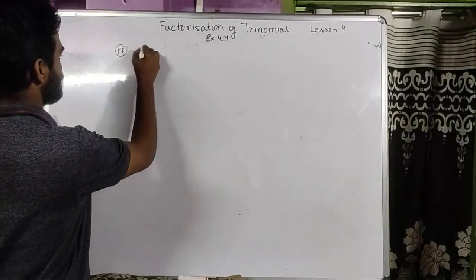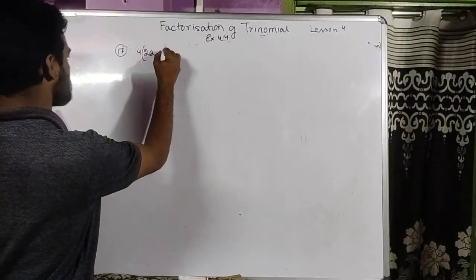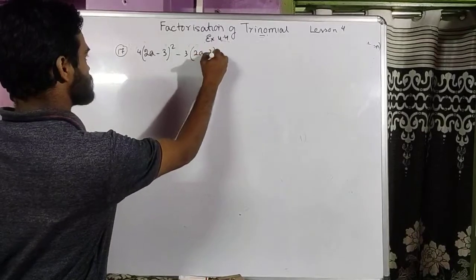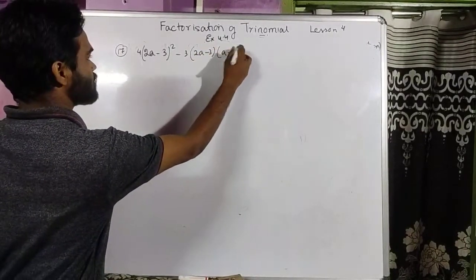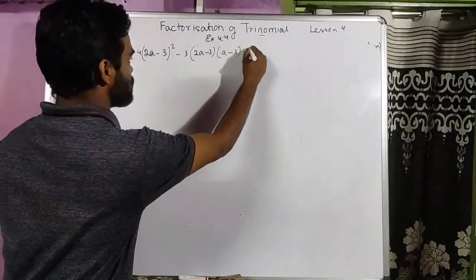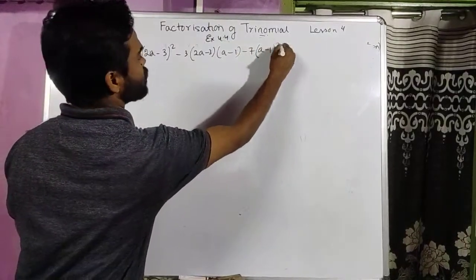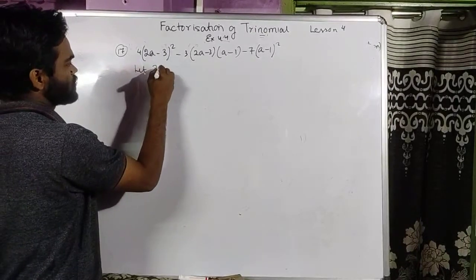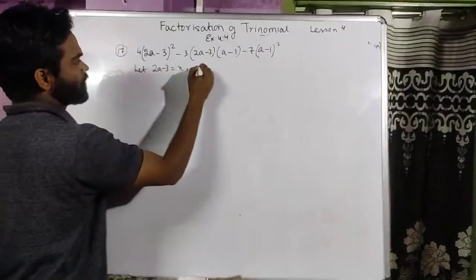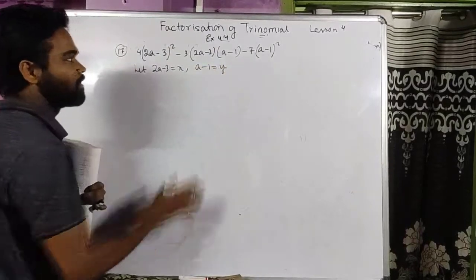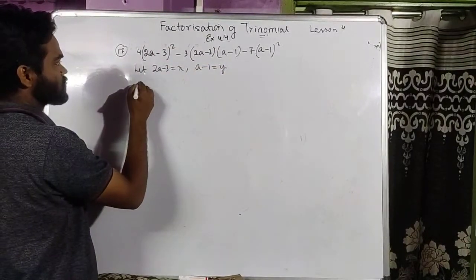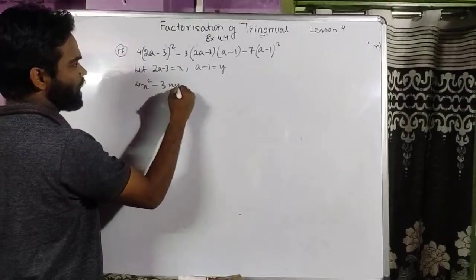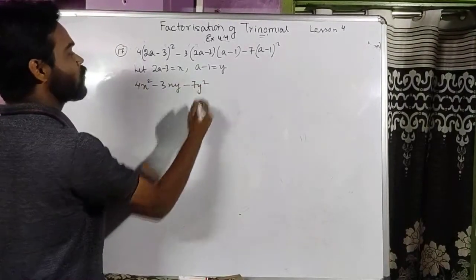This is 4(2a minus 3) whole square minus 3(2a minus 3)(a minus 1) minus 7(a minus 1) whole square. Now look over here carefully. I'll take 2a minus 3 as x and a minus 1 as y. So how does this affect this expression? This becomes 4x square minus 3xy minus 7y square.